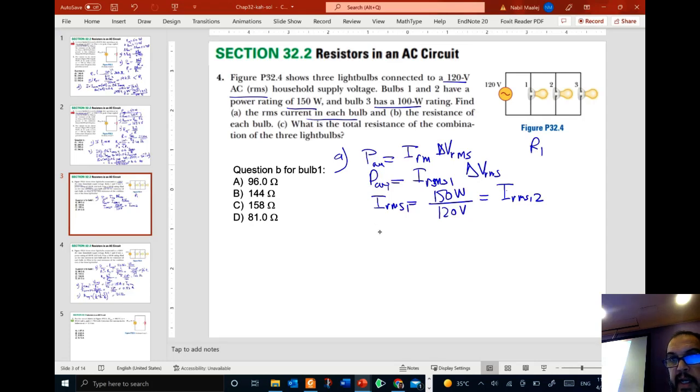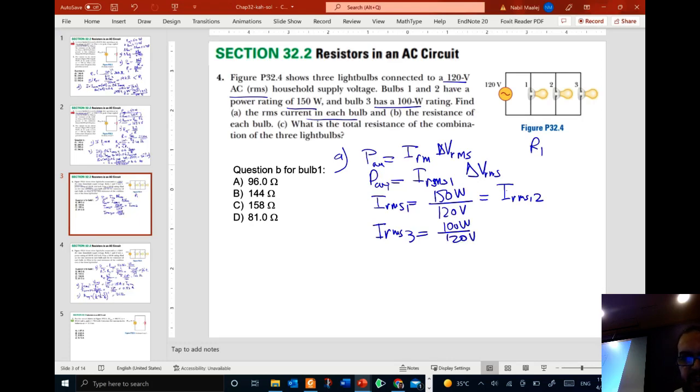However, for lamp 3, I RMS 3 is going to be 100 watts, because its rating is 100 watts, divided by 120 volts. Okay, now that is the current in each bulb.